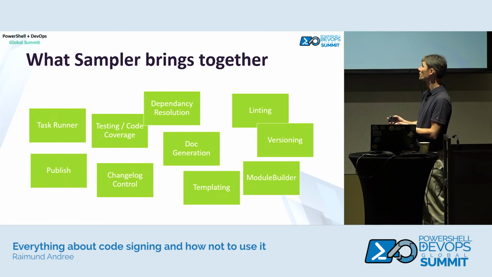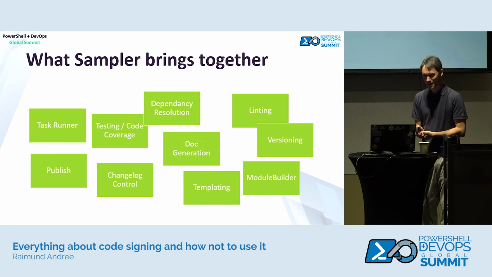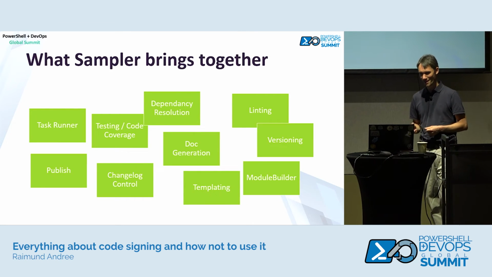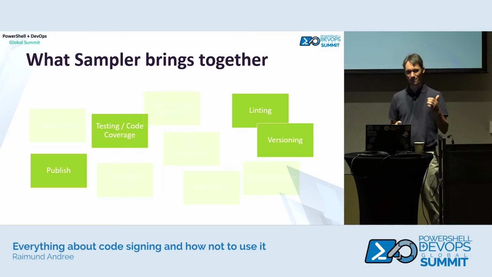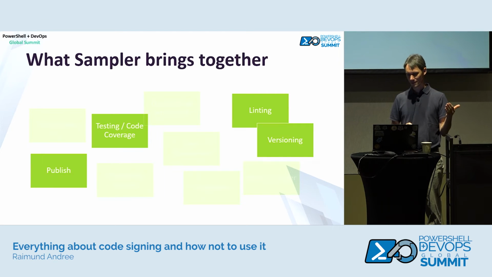So what is important for code signing? Everything is important, but the most important thing for code signing is the publish mechanism. So the way it publishes software is standardized and automated. It enforces testing and code coverage. It enforces linting and versioning, right?